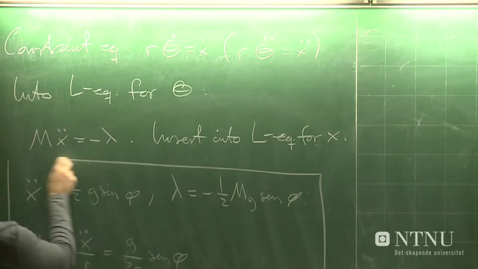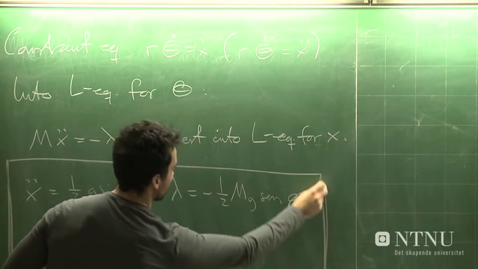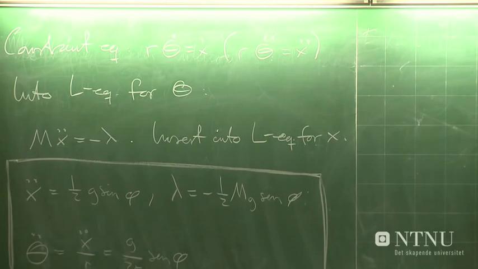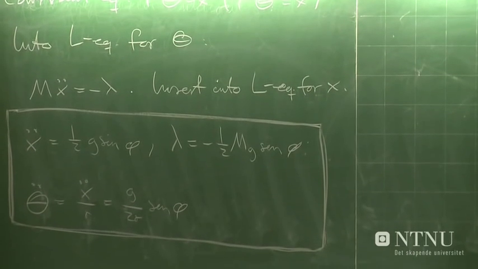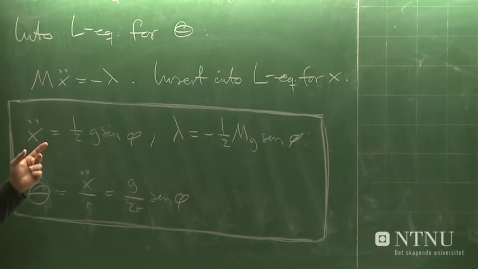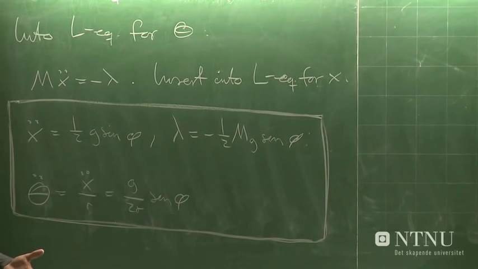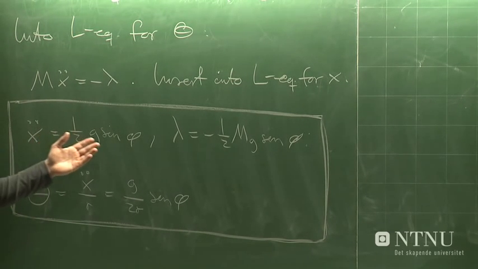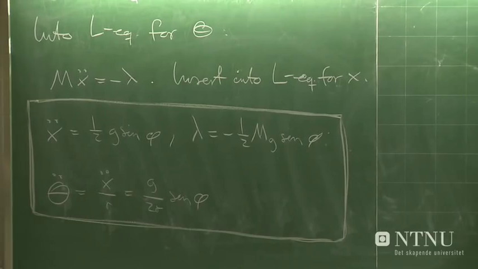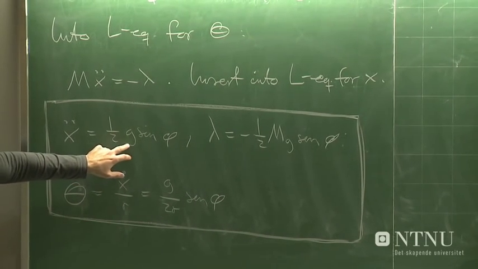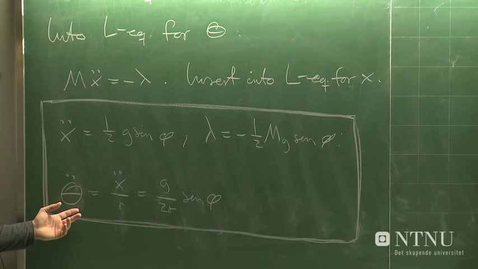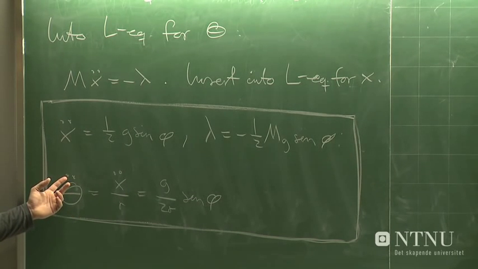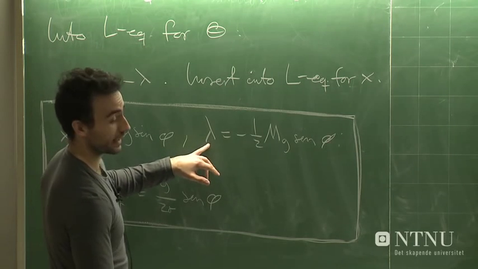So here's the result. We have managed to decouple all of the terms, x, theta, and lambda. The equation of motion for how x evolves with time is given here. The double derivative of x has to be a constant, given by 1/2 g sin phi. Quite similarly for theta double dot, and then we also identified what lambda has to be.